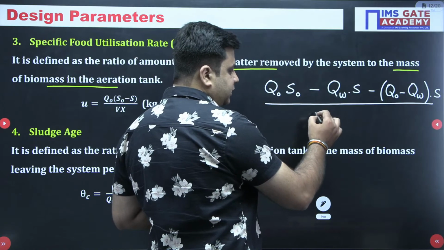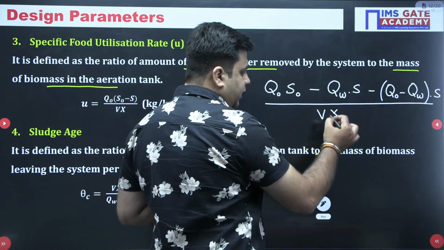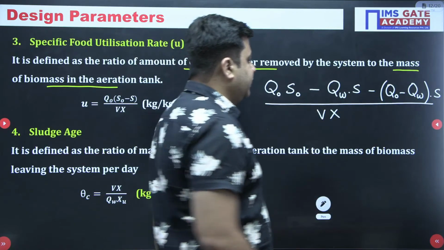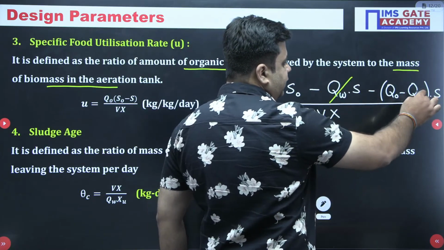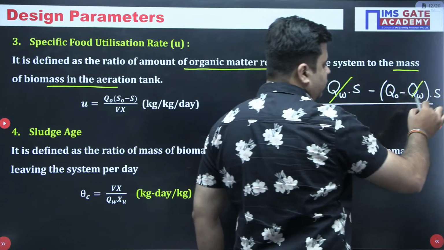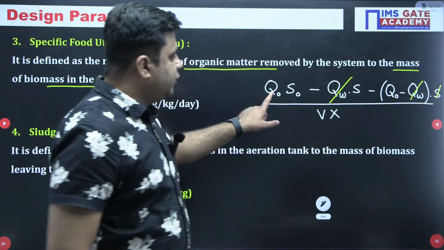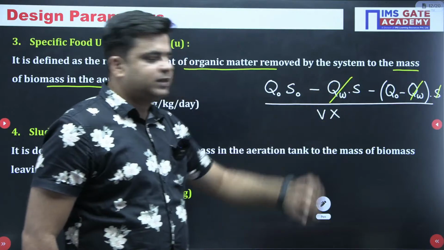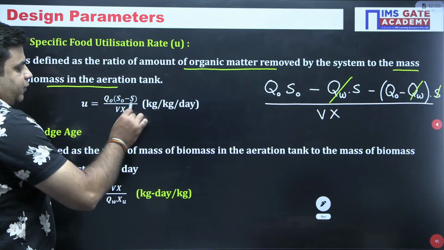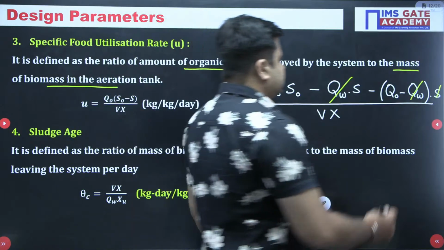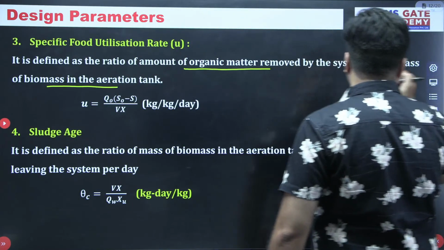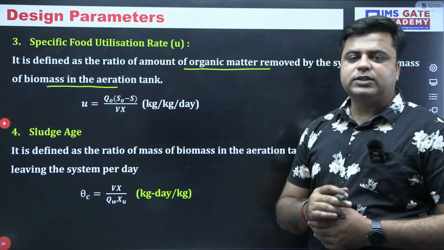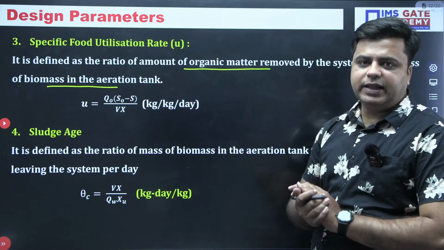So mass of biomass is equal to volume of the aeration tank multiplied by the MLSS concentration, which is V into X. When you solve this, you will find that this QW into S and QW into S will cancel out. And you are left with Q naught. So you can take Q naught common. In bracket, you will be left with S naught minus S, right? So this is how the specific food utilization rate is defined. It is defined as the ratio of amount of organic matter removed from the system to the mass of biomass present in the aeration tank.